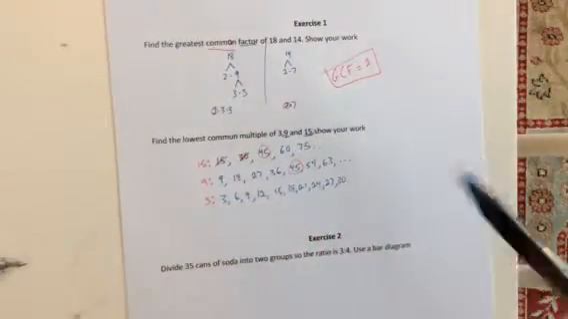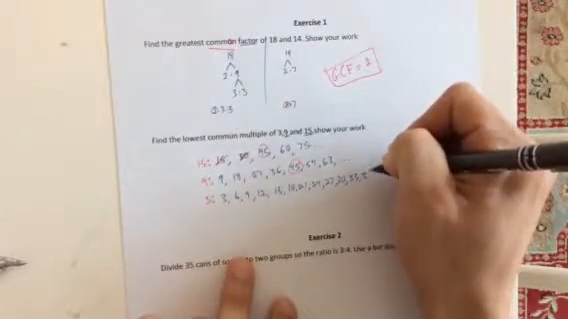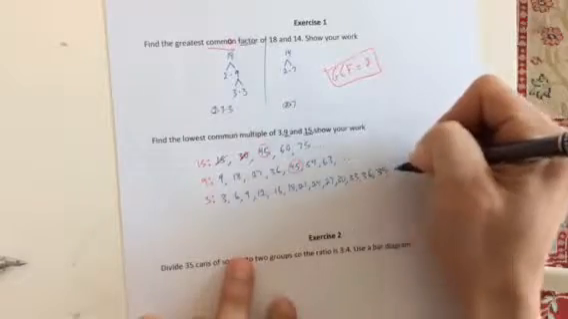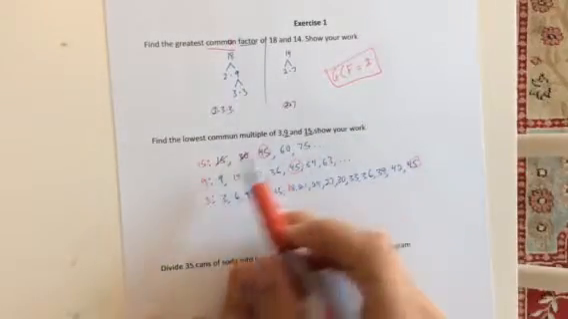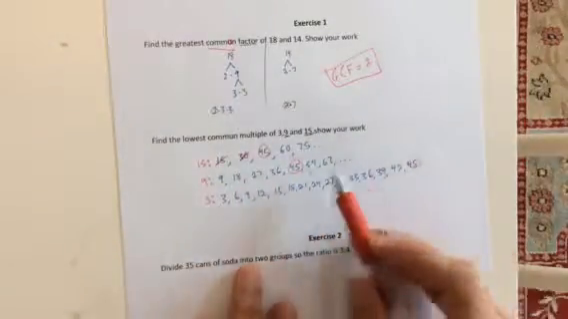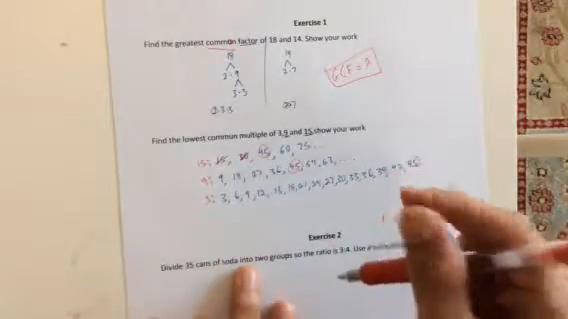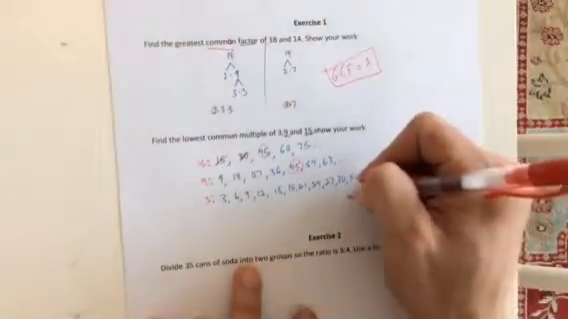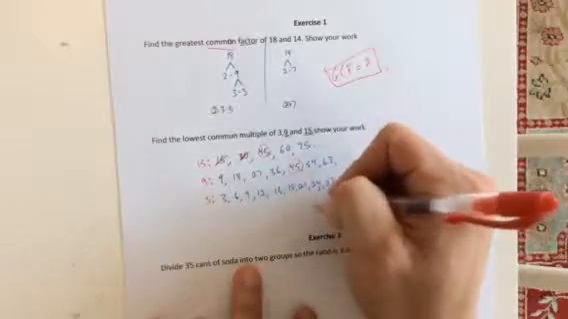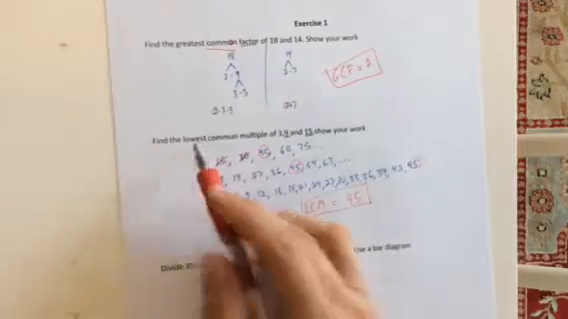Maybe. Let me write out the rest and see how far we can get. 30, 33, 36, 39, 42. Look at this, 45. There it is. So all three, the 15, the 9, and the 3, have 45 as the smallest multiple. It's the smallest number that all of these numbers go into. Okay, so 45 is my least common multiple, or in this case they say lowest.